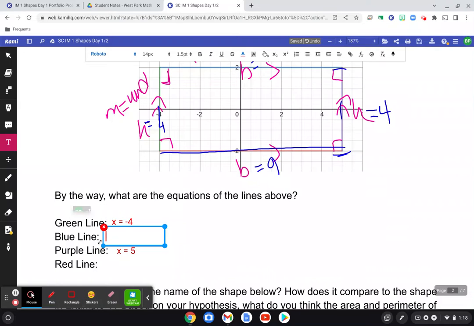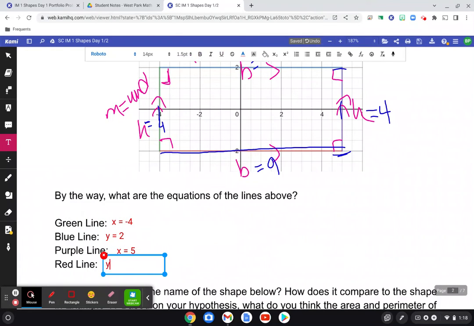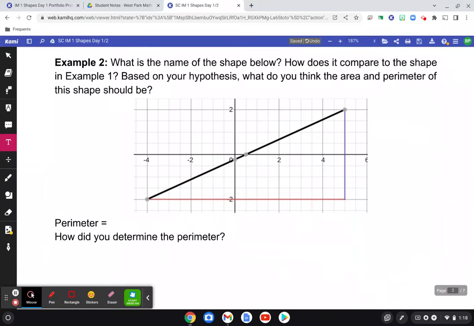Those have slopes of 0. So that would be y is equal to 0x, a slope of 0, plus the y-intercept of 2. Okay, but technically you don't want the 0x. You don't need it. So instead, we just put y equals 2. And then down here, same thing with the red line. Y is equal to 0x, the slope is 0, plus the y-intercept of negative 2. But again, you're not ever going to see the slope actually listed there as 0. It's just going to be y equals negative 2. Just some functions review there.